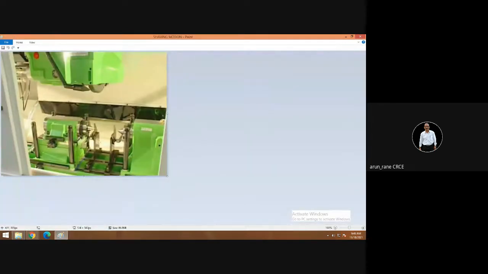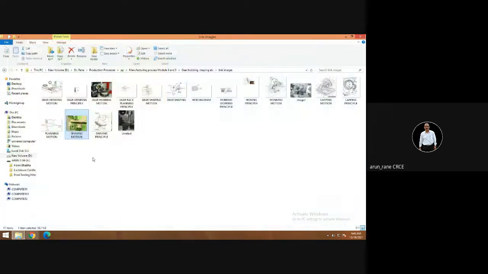This is a photograph of a shaving machine, a gear teeth shaving machine. The blank is mounted between these centers, and this is the shaving cutter which does the finishing operation.